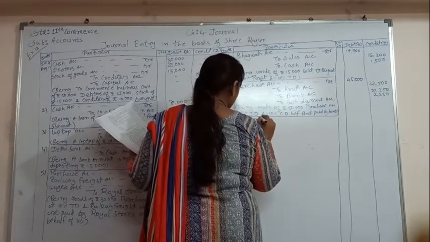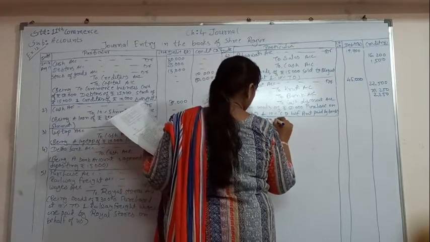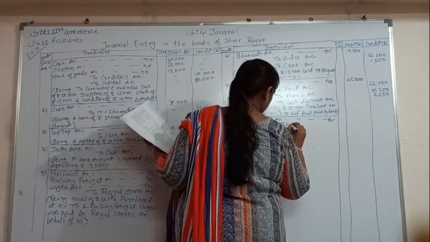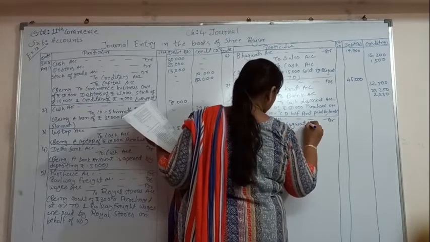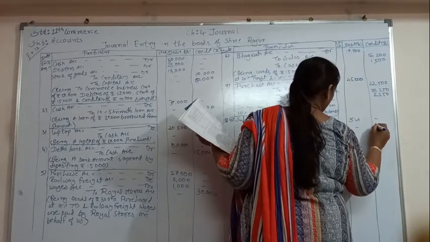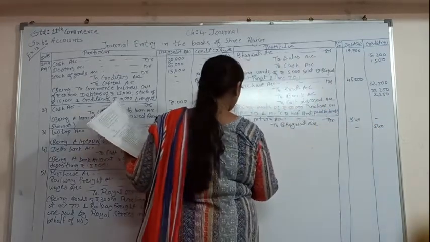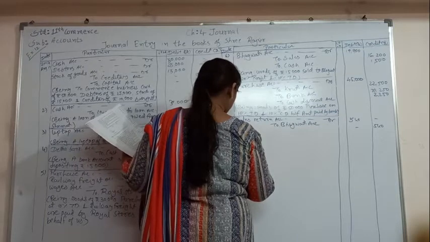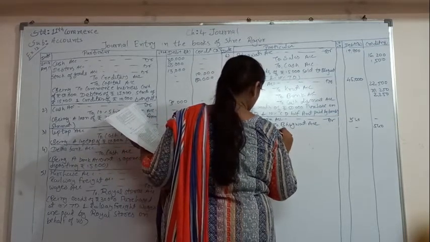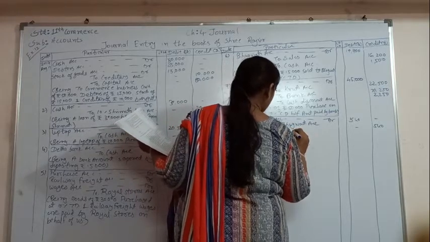Sales return account debit to Bhagwati. How much? 540. Being goods of rupees 540 returned by Bhagwati.